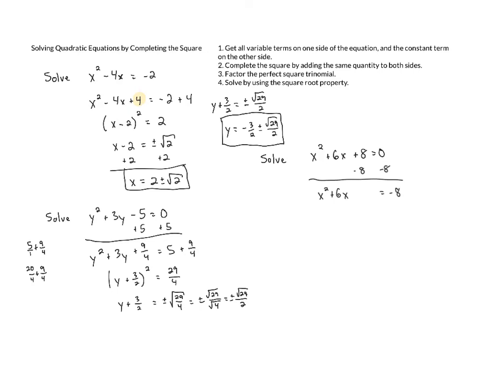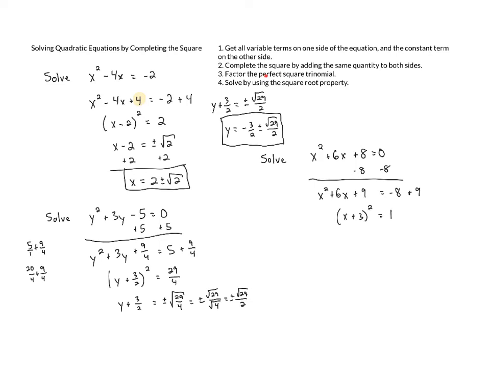Then we can complete the square. We do this by taking the coefficient, dividing it by 2, and squaring it. 6 divided by 2 is 3, and when we square that we get 9. So we need to add 9 to both sides. And then we can factor the left-hand side. X squared plus 6x plus 9 factors into x plus 3 squared. And on the right, we can simplify that. Negative 8 plus 9 is just 1.